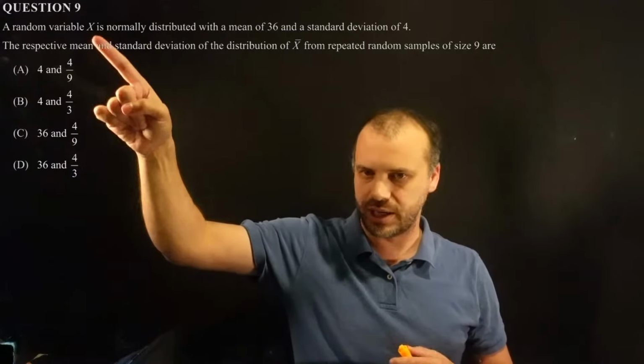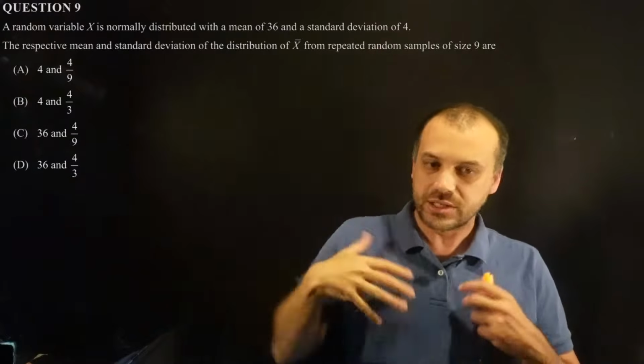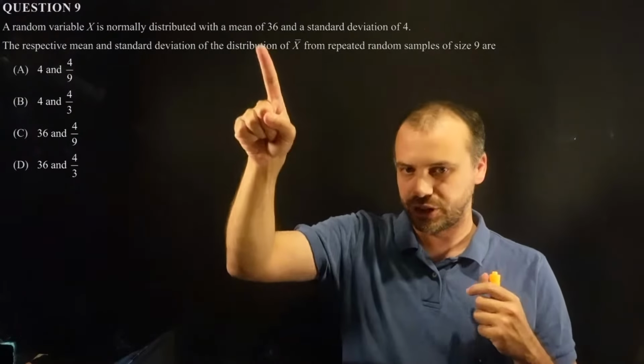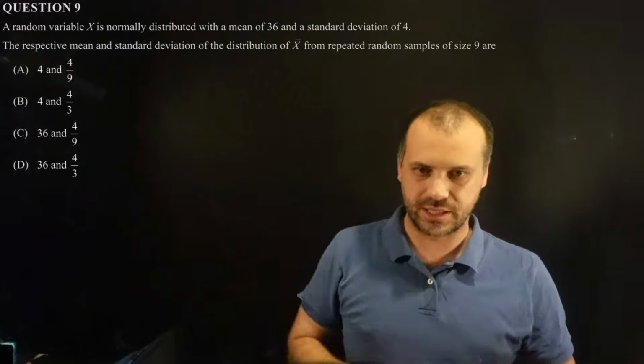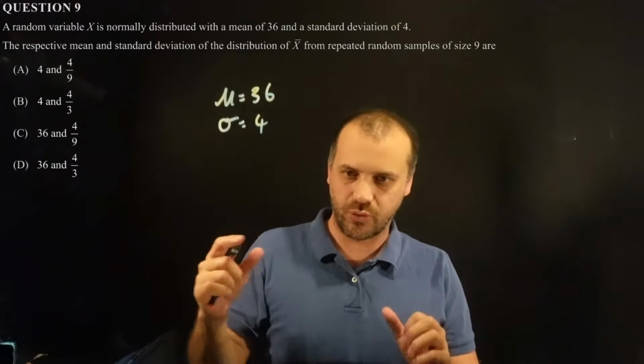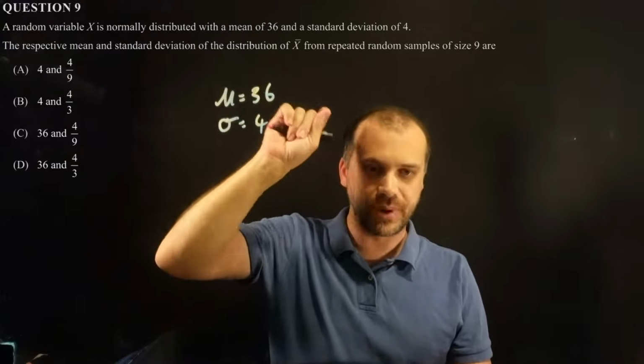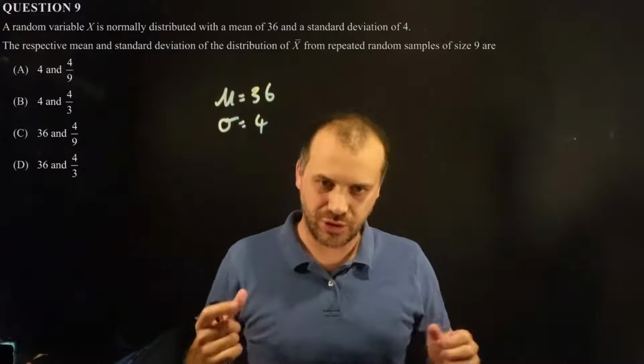A random variable x is normally distributed with a mean of 36 and a standard deviation of 4. So we can see this as our population mean and our population standard deviation. So that's mu equals 36 and sigma equals 4. Now, the respective mean and standard deviation of the distribution of x bar from repeated random samples of size 9.